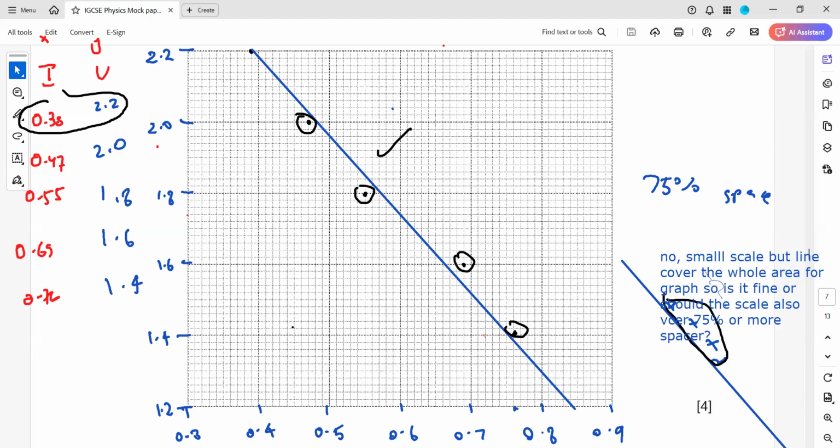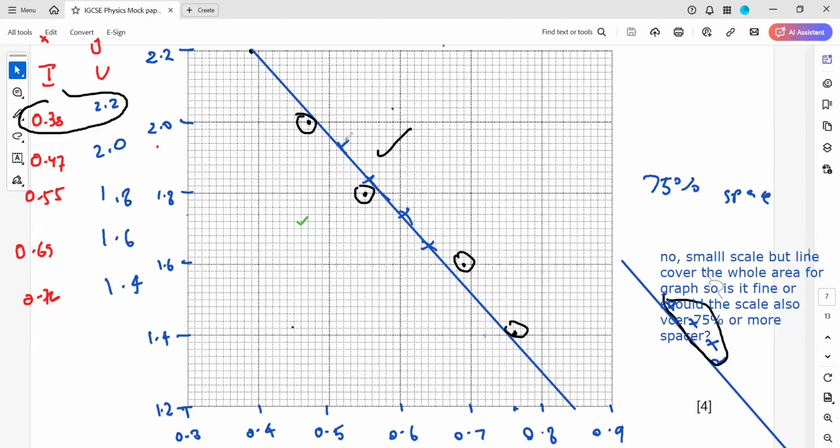Small scale, but the line covers the whole area for a graph, so it's fine for the scale, also 75% or more space. Okay, I got your question. You're saying the points cover a small area, but the line is extended. You're extending the line. That is what you're saying.